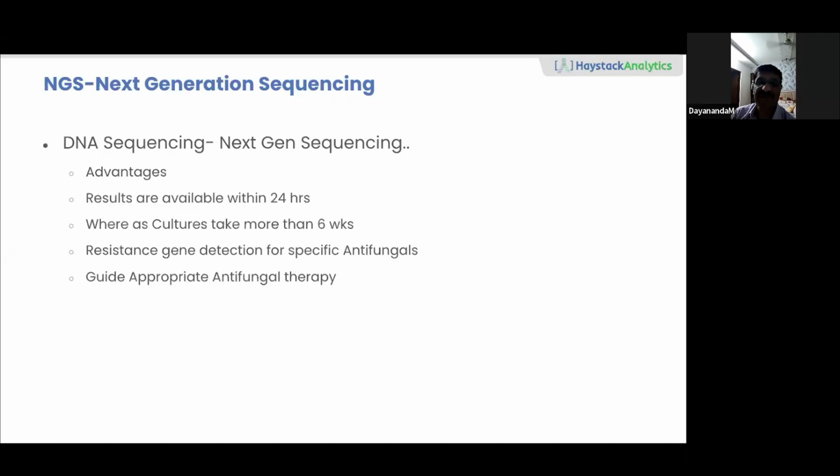As I said, the advantage of this testing is that results are available within 24 hours, whereas cultures take more than 4 to 6 weeks, and you can detect the resistance genes. For the specific antifungals, this helps guide us to appropriate antifungal therapy. Regarding this gene sequencing and the Fusarium, the fungus that we got positive in this test, I think Dr. Shamily can give us some information. She is a microbiologist heading the team, so she can give more information on further slides.